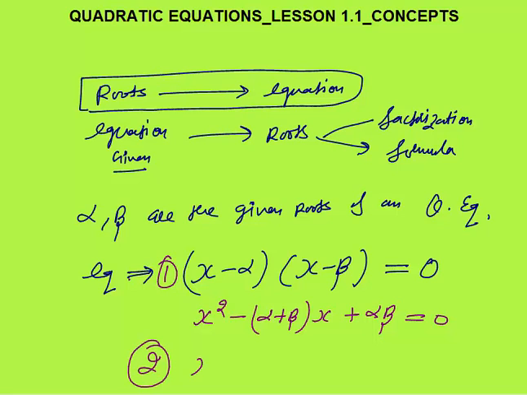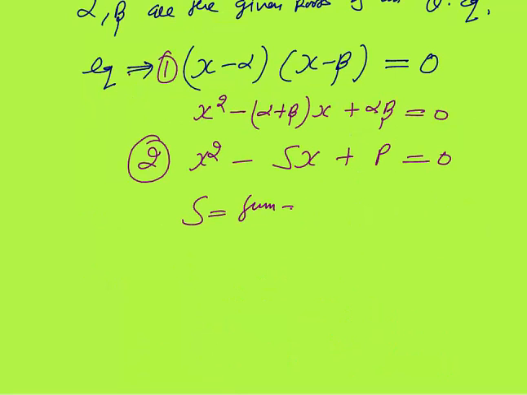Second way to represent it is like this: x square minus sx plus p equals to 0, where s is the sum of the roots, that is alpha plus beta, and p is the product of the roots, alpha beta. So two ways. One is x minus alpha into x minus beta equals to 0, the other is x square minus sx plus p equals to 0. You can form the equation from the roots in two ways.